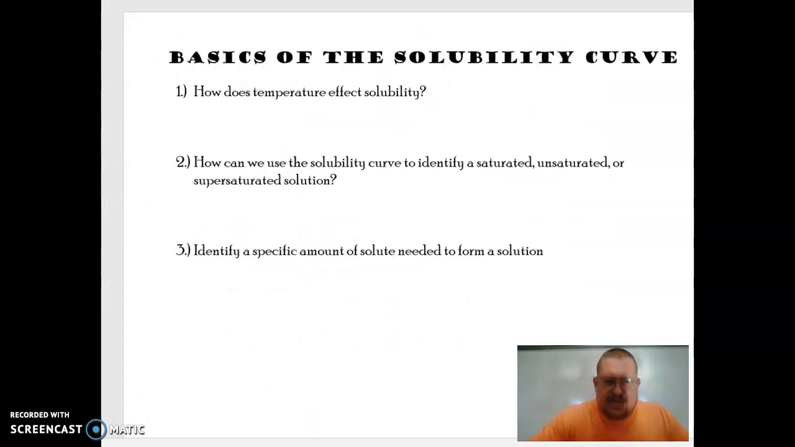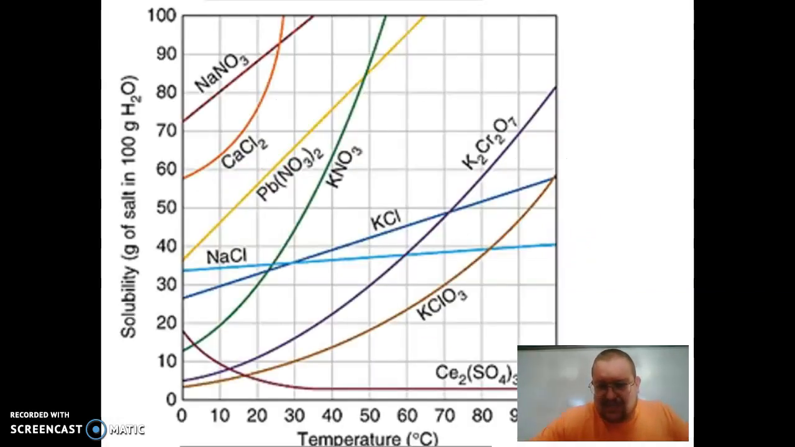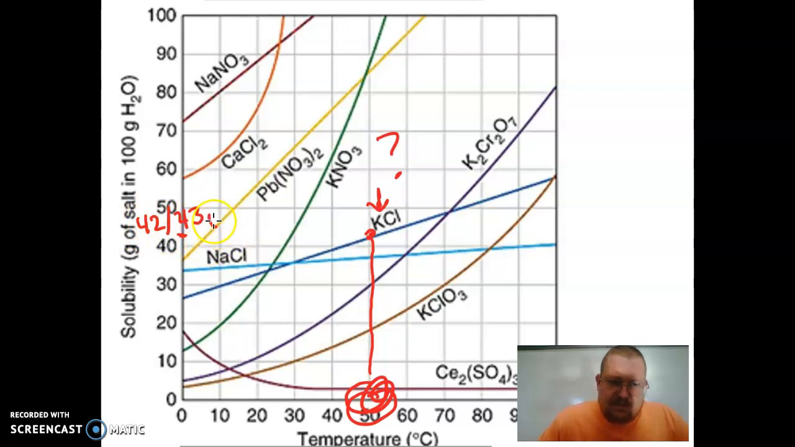Now, finally, we got identify a specific amount of solute needed to form a solution. So this is kind of what we just did. Instead of focusing on it being saturated, supersaturated, or unsaturated, if we're looking at 50 degrees and we're talking about this line here, potassium chlorate, and it was like, how much KCl do we need at 50 degrees Celsius to form a saturated solution? You come up at 50, you find that spot on the line, you follow it over, I'd say about right there, 42, 43 grams. That's it. You just find your temperature, you go up, wherever it hits the line, you go across your y-axis, see what number's there, and that tells you what you got.